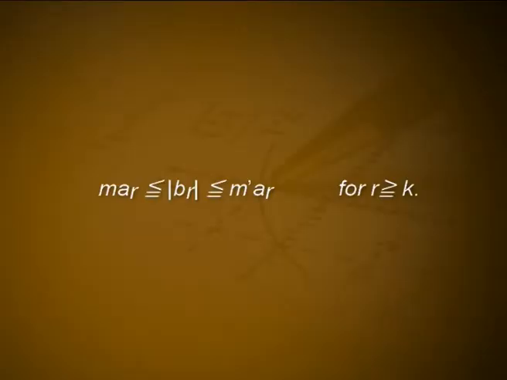For a numeric function A, let theta A denote the set of all numeric functions B such that there exist positive constants m, m dash and k with m A r less than or equal to mod Br less than or equal to m dash A r for r greater than or equal to k. In other words, if B is in theta A, then B grows at the same rate as A.